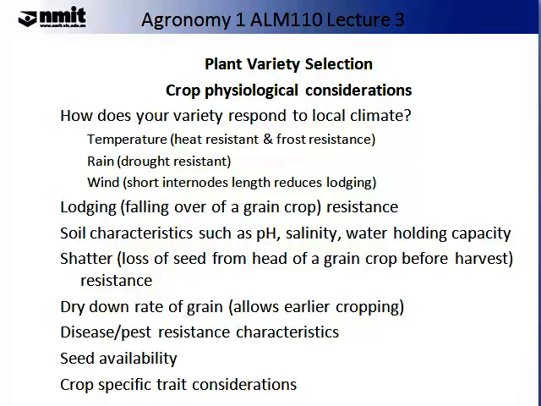You also want to consider soil characteristics such as pH, salinity, water holding capacity, and soil structure. Shatter is another consideration, and this is the loss of a seed from the head of a grain crop before you are able to harvest it. Therefore, selecting a crop that is shatter resistant could be very advantageous.